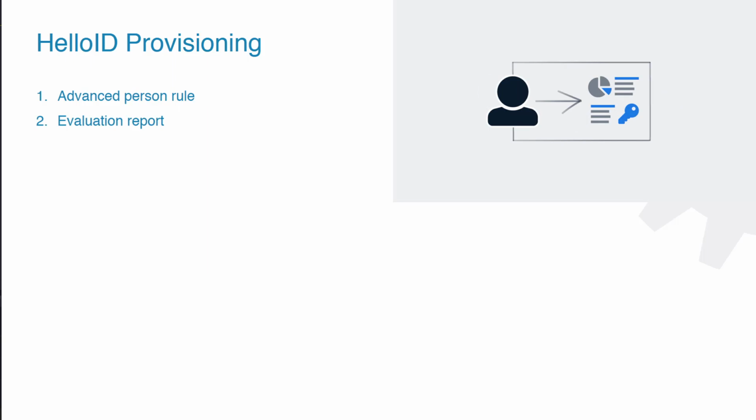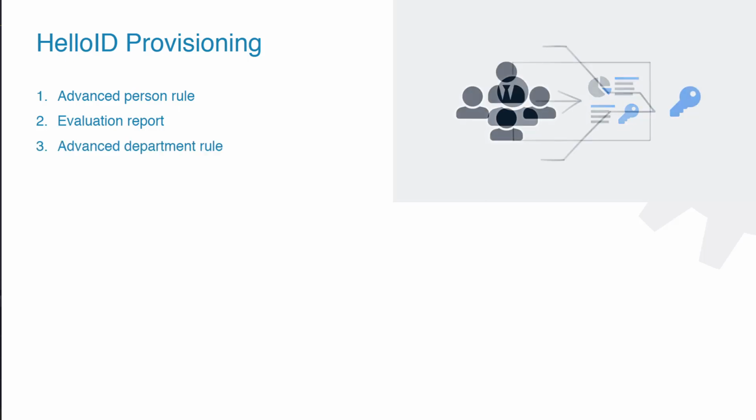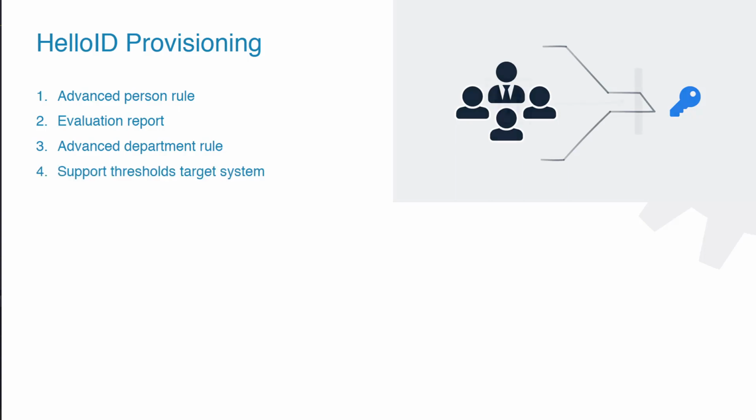We also have an evaluation report, so you can see what the provisioning engine is going to do before you actually execute it. Then you can see if HelloID provisioning is accidentally going to do a lot of changes in your network. We also have an advanced department rule, so you can set entitlements as a business rule on particular attributes in the department.